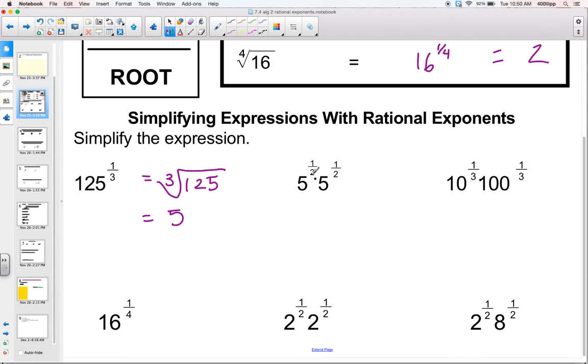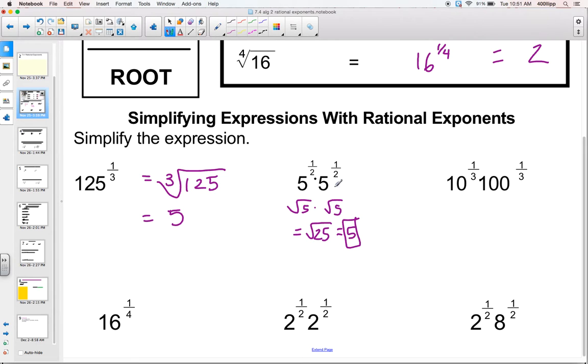This one here, if we look at this, we can do this two different ways. Notice we have the same base. And we know that if we have the same base, we can just add the exponents. But if we did not notice that, we can convert it to radical form. So 1 over 2, the power is a 1, and the root is a 2. So this is the square root of 5 times the square root of 5. And we know if we have the square root and the same radicand, we just get the radicand. And that's because this is the square root of 5 times 5 is 25, which is just a 5.